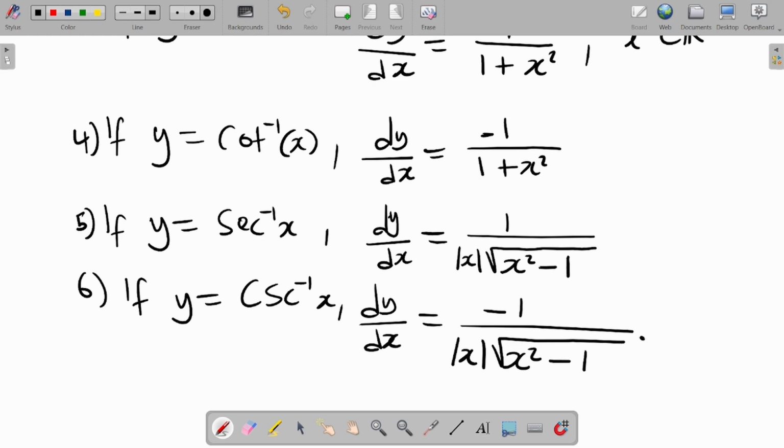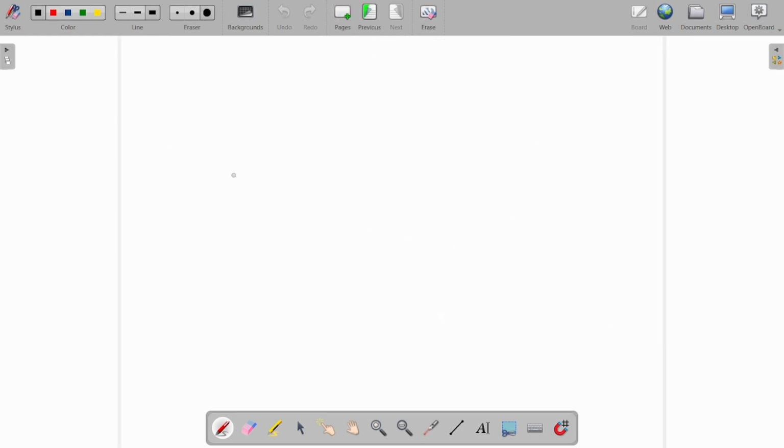And these are the derivatives. Let's now do some few examples. So now, example number 1.